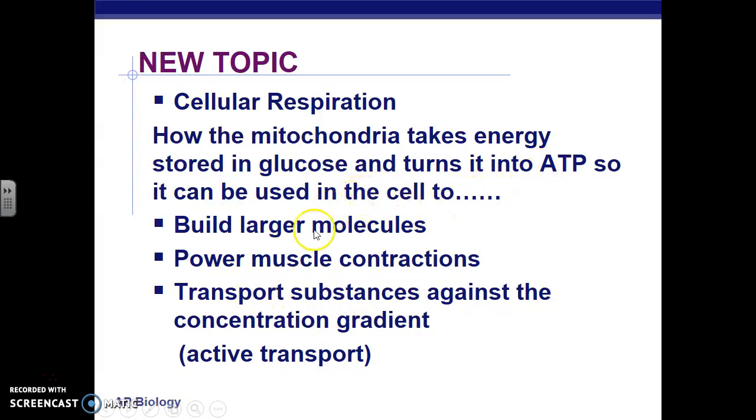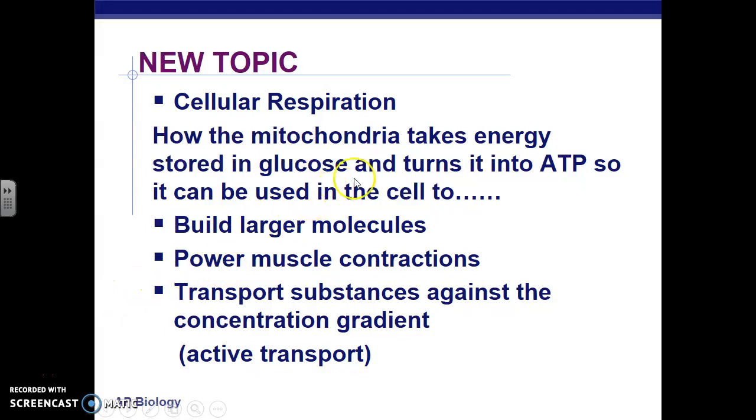ATP is used in cells to do many things. It's used to build larger molecules, which we're going to see in this slide. It's used to power the contractions of muscles. Every single time you move a muscle, lots and lots of ATP are being used to support the movement in that muscle. And then, as you saw in the unit that we just finished, ATP is used to transport substances against their concentration gradient in active transport.